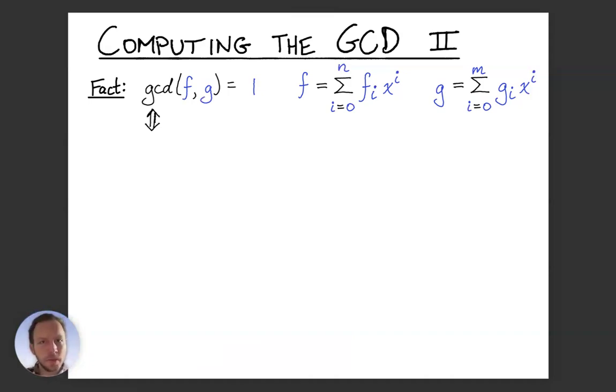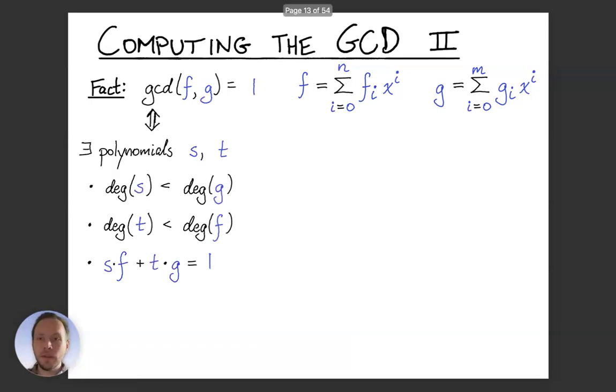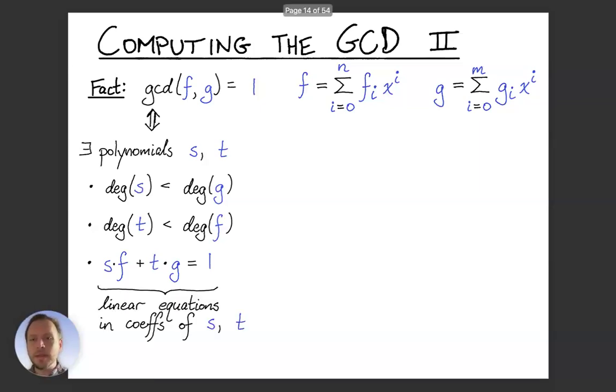Now, it's a fact that you can prove using some algebra that two polynomials are coprime exactly when the following conditions hold. There are two other polynomials, s and t. The first two bullets say that s and t should be of low degree, and the third bullet says that we have an interesting polynomial identity, that s times f plus t times g equals 1, identically as polynomials. Now, if you stare at this for long enough, you realize that this third bullet point is actually a system of linear equations in the unknown coefficients of s and t.